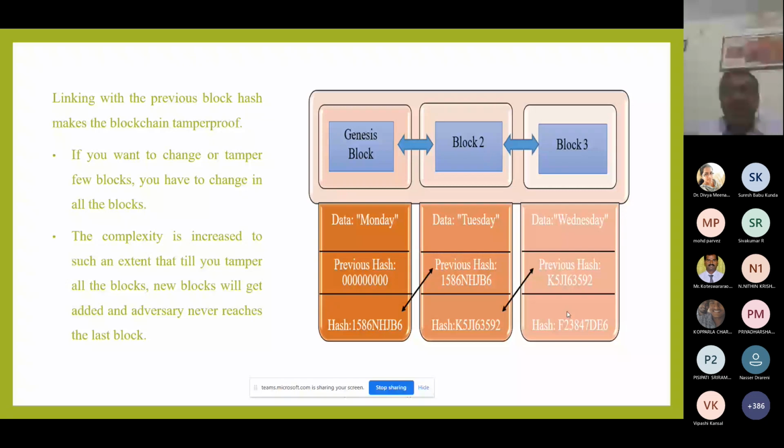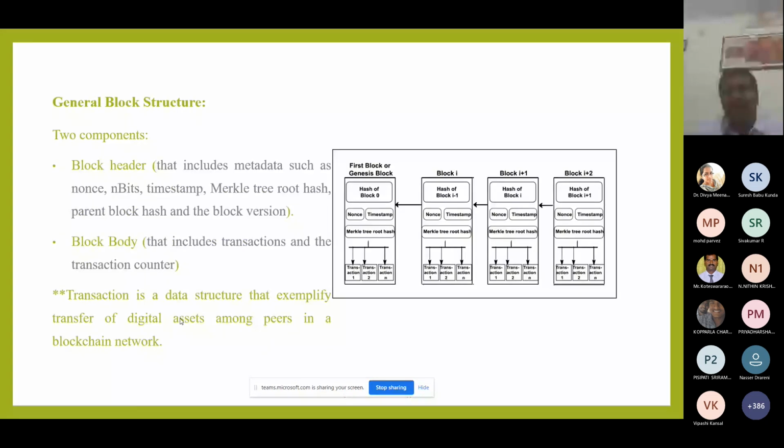If you change this Monday, you have to change Tuesday also, Wednesday also, which means you have to change data in all the blocks. However, this is never possible, and this second point is very important, because complexity is increased to such an extent that till you tamper all the blocks, some new block will get added, and the adversary or the attacker will never reach the last block. So this is a general block architecture.